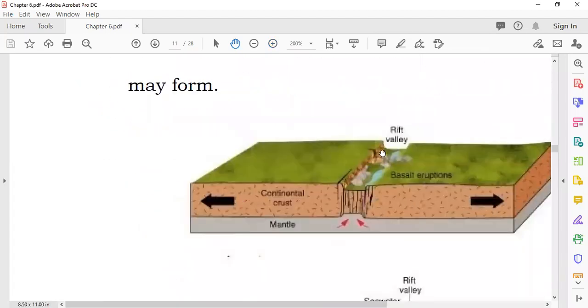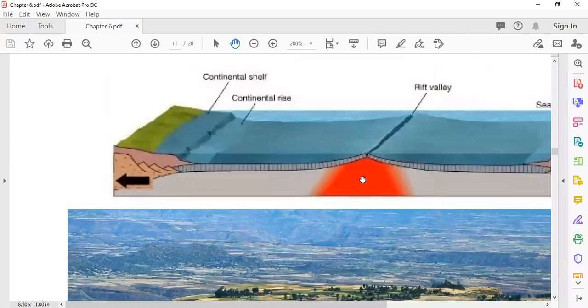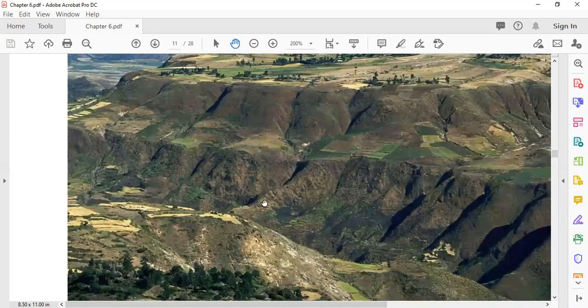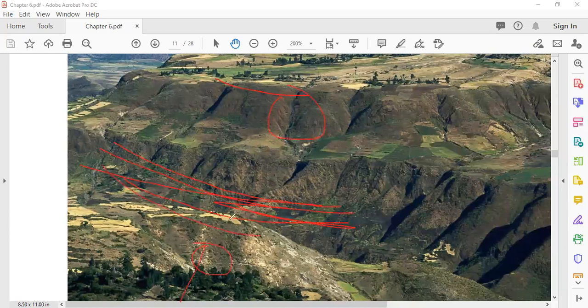These are two plates, and in between, this level is down. I will show you in the real diagram like this. Between two, you can say, mountains. This area is known as Rift Valley, which is a down area. Why? Because this plate moves away from this plate and this gap is produced. So that is known as Rift Valley.